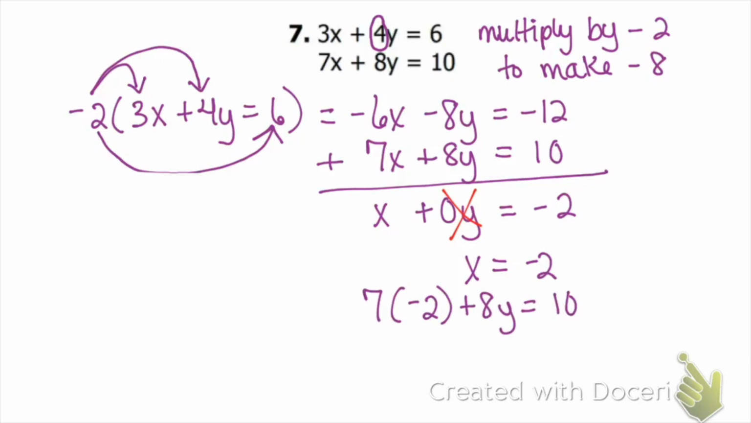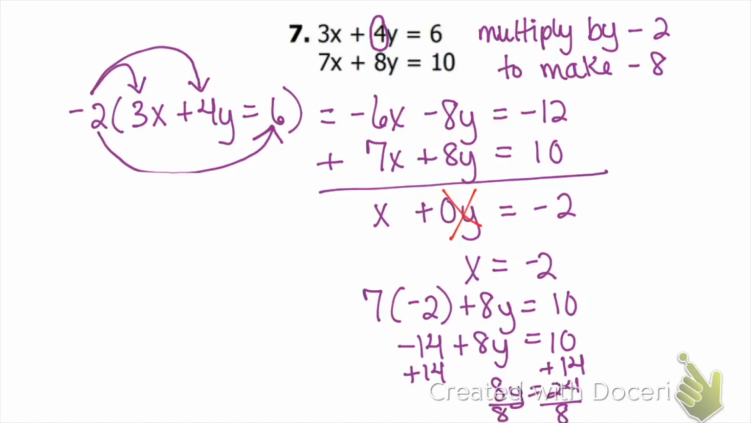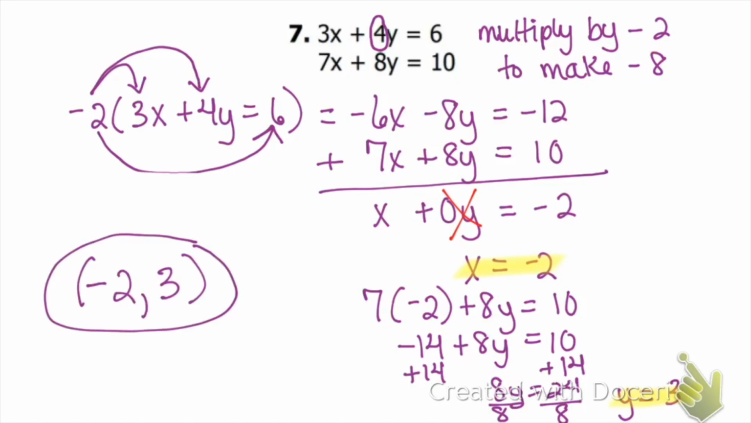So now we're going to take negative 2 and substitute it into x in either equation. I'm just going to pick the second one. So 7 times negative 2 plus 8y equals 10, which is negative 14 plus 8y equals 10. Then add 14 to both sides, and divide by 8, and you get y equals 3. So if x equals negative 2 and y equals 3, then our ordered pair is negative 2 comma 3.